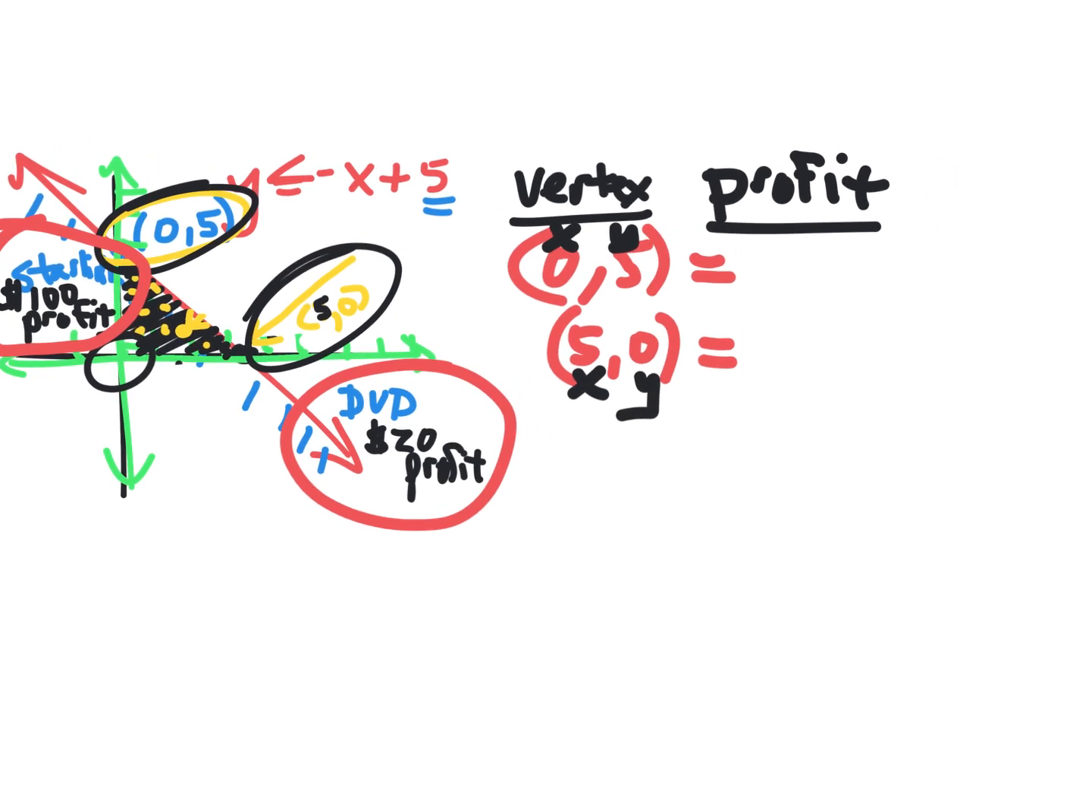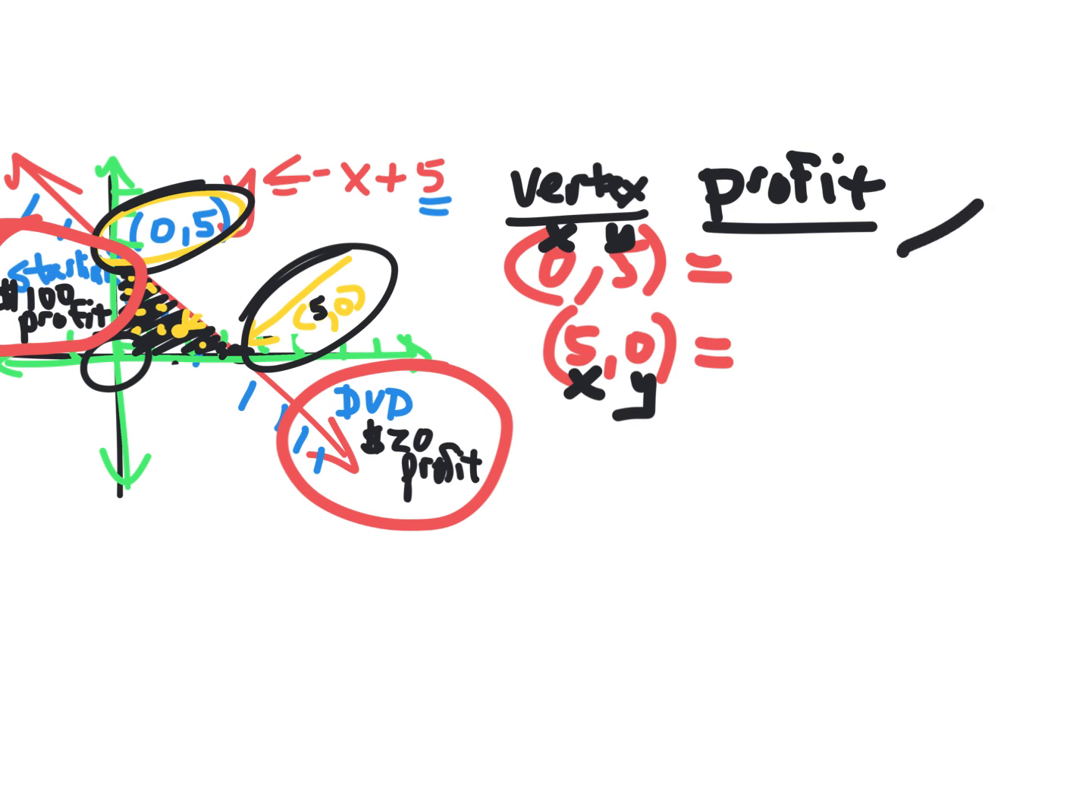And you can use a calculator if you want to. But how much would the company make if they did 0 and 5? And how much profit would they make if they did 5 and 0? Take a second, use the calculator. If you need to borrow one from me, you can. You can use your iPad's calculator if you want. And figure out how much profit you get with 0, 5. And the other way is 5, 0.